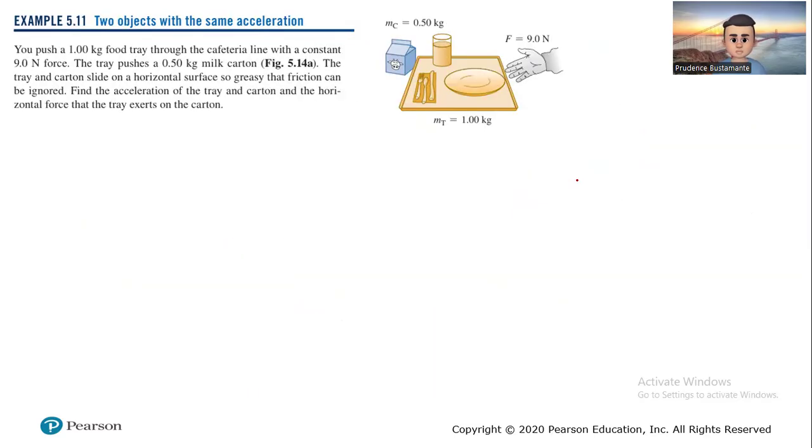I have here another problem where we have two objects with the same acceleration. You push a 1.00 kilogram food tray through a cafeteria line with a constant net force of 9 Newtons. The tray pushes a 0.5 kilogram milk carton, shown in the figure. The tray and the carton slide over a horizontal surface so greasy that the friction can be ignored. Find the acceleration of the tray and the carton, and the horizontal force that the tray exerts on the carton.